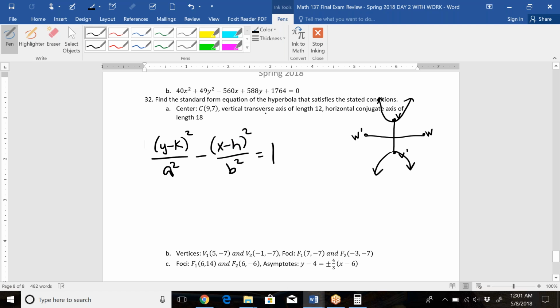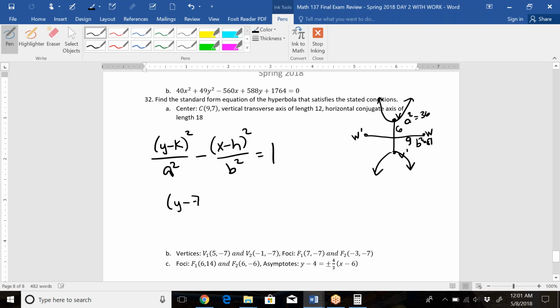The information they've given us tells us that the length of this is 12 all the way. So that means from the center is 6. So center to one vertex is 6, so that means that a squared is 36. The horizontal one has 18 for its length. So that means the distance from the center to one of these conjugate endpoints is 9. So that means b squared is 81. So we have everything we need now.